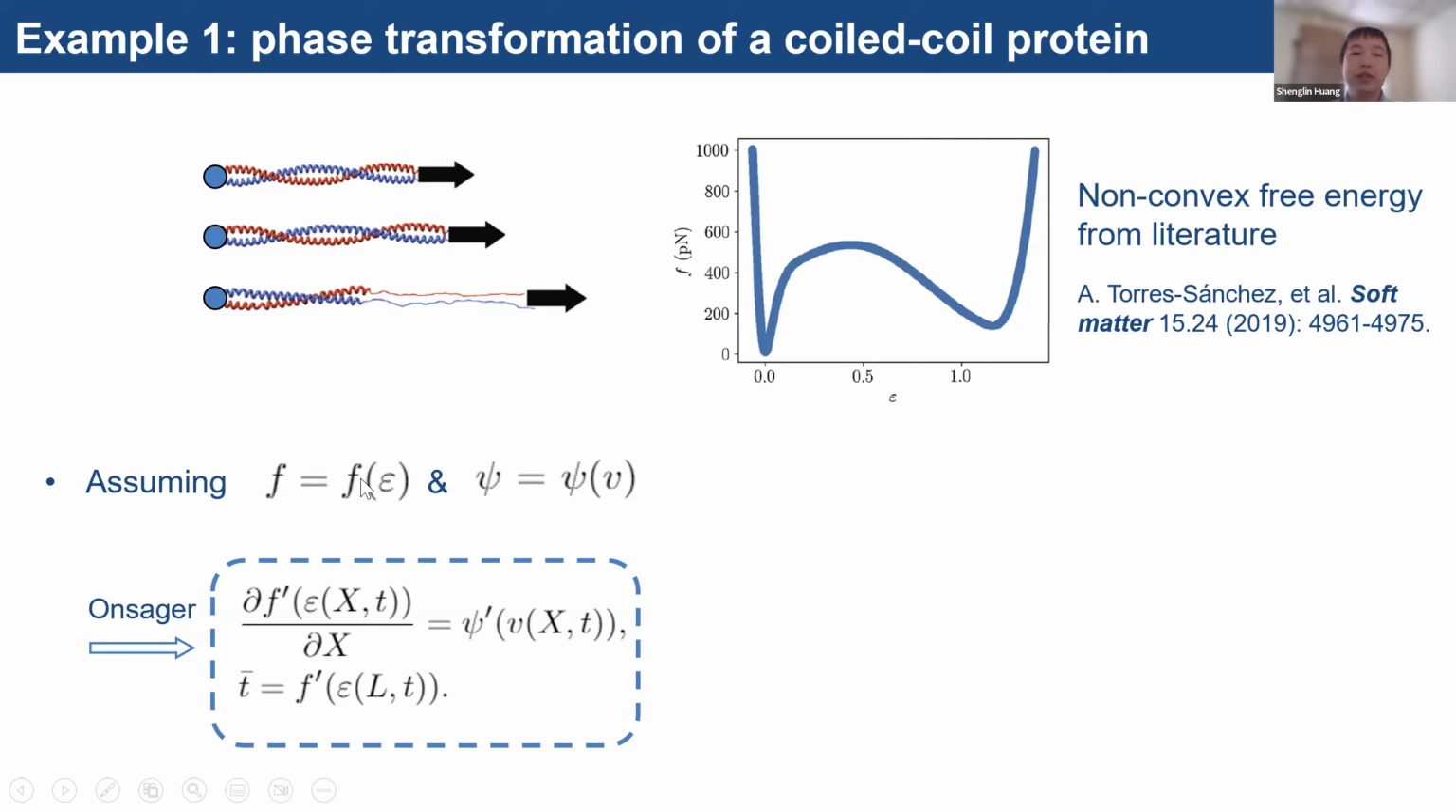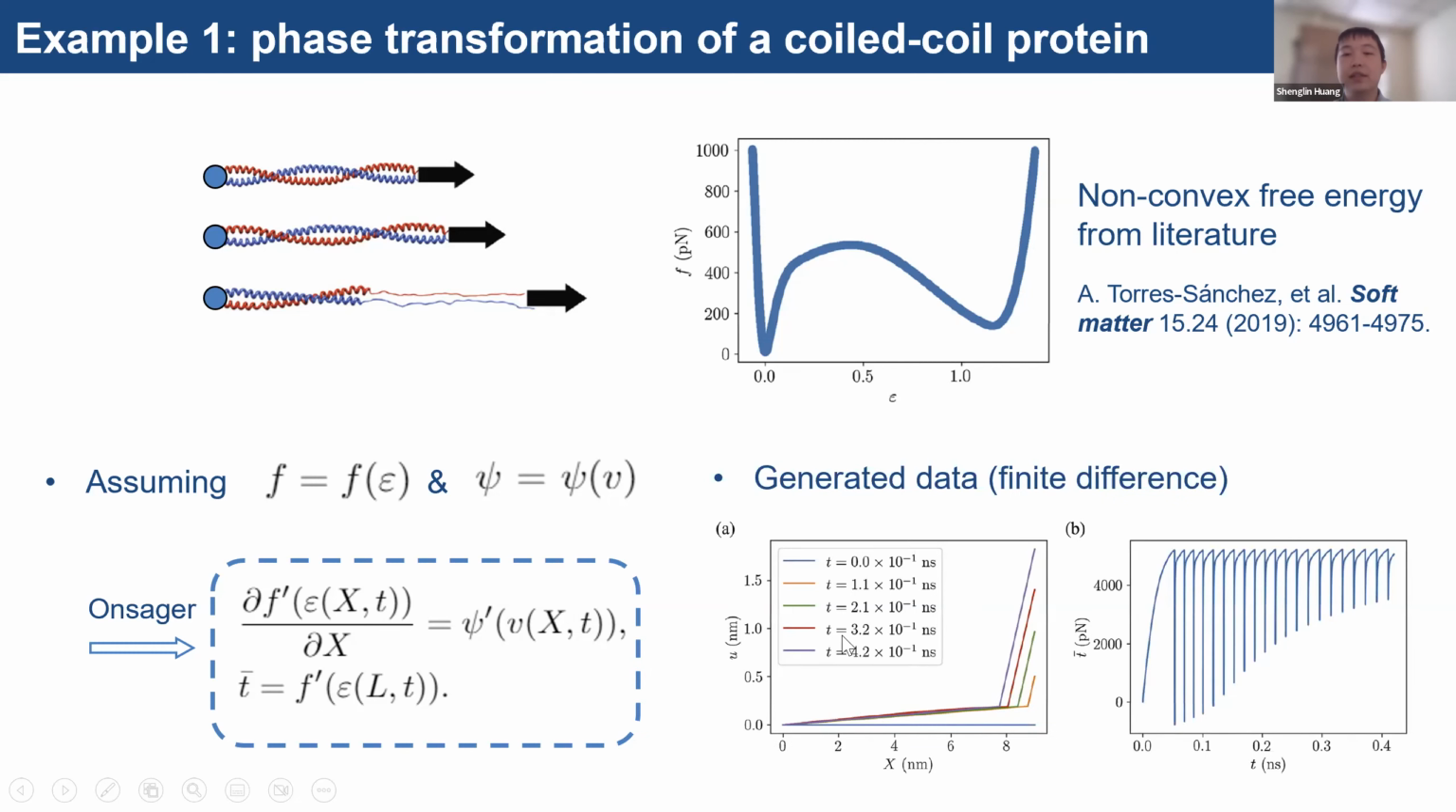For this structure, if we want to learn the free energy and also the dissipation potential from the evolution, I use the Onsager variational principle. Here I assume the free energy is a function of local strain and the dissipation potential is a function of local velocity. Using the variational principle, we can find the following governing equation. Here is the data I use to train the neural network. This is the evolution of the displacement field. Here we can see there is a phase front showing this phase transformation process. And this is the pulling external force, the traction boundary condition.